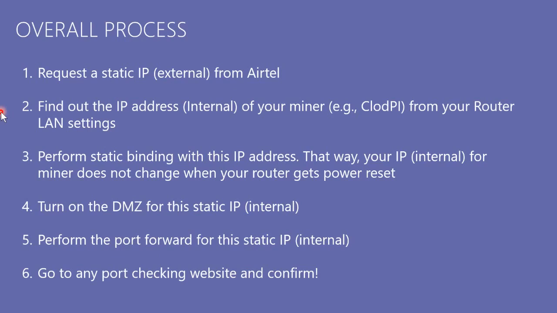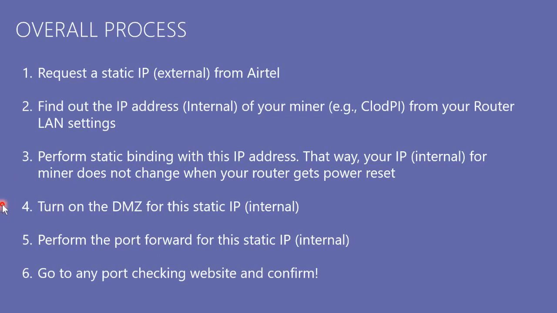The third step is to do the static binding of your IP address. Now, this is important because many times when there is a power fluctuation in your home, the router gets reset, and every time it dynamically assigns a new internal IP address to your miner. So we just want to make sure that this IP address doesn't change. That is why it is important that you bind the IP address once and for all.